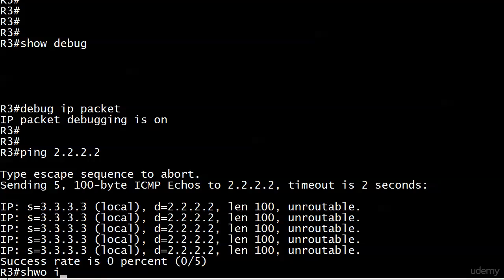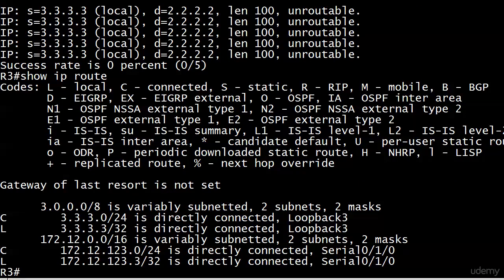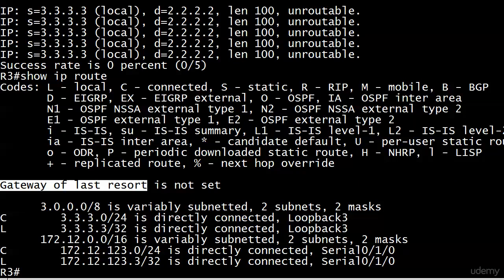Because router 3 is looking in its routing table and saying, hey, I don't even have a route here that matches 2.2.2.2. There's nothing here that will match that. And on top of that, there is no default gateway set on this router. So the router just goes, hey, I tried. I looked in my table. There's nothing I can do. I'm just dropping the packets. So we need to do a little something about that.